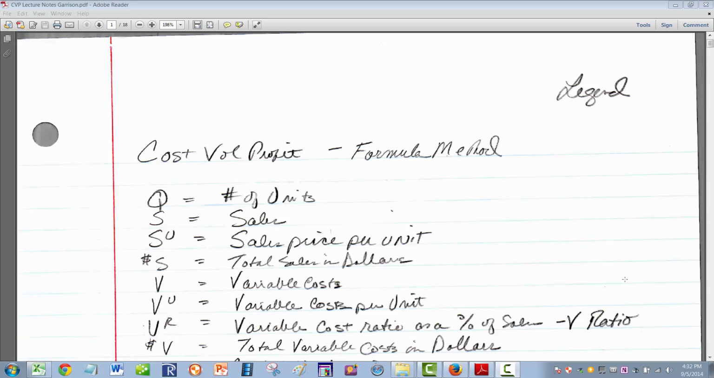Cost, volume, profit. The first page of the notes is a legend of all of the abbreviations that I'll be using throughout the notes. So take this page and look through it, pause here, get a chance to look through it, and then when we go back to recording the lecture or listening to the lecture, you'll know what these symbols mean.